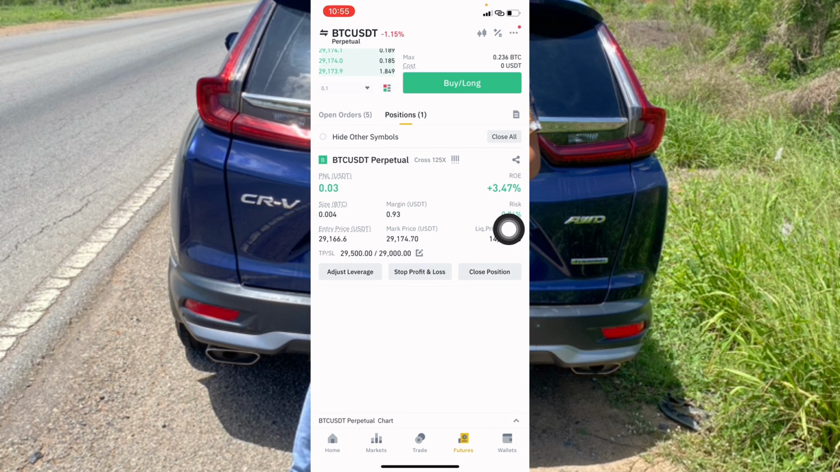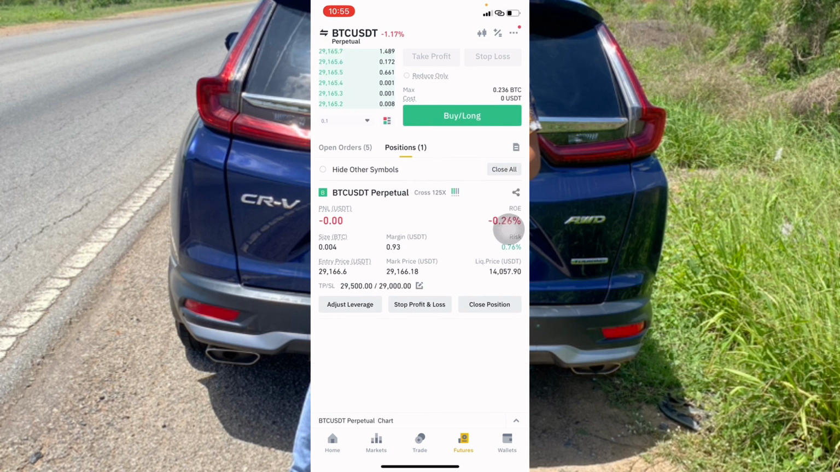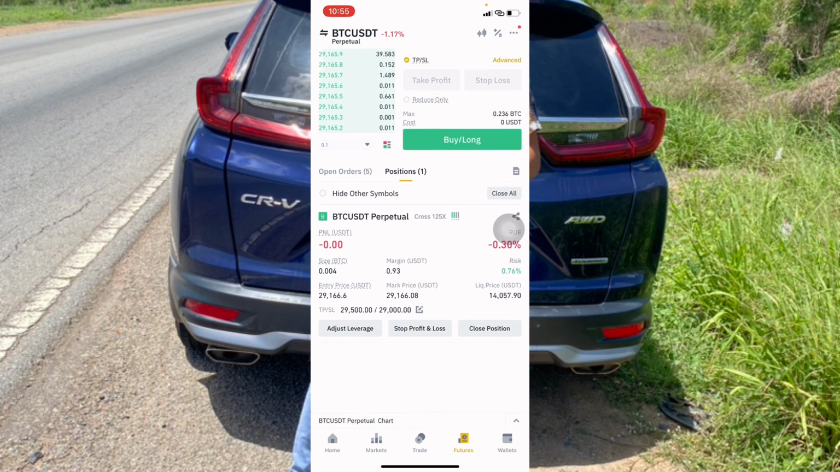So this is how you trade futures in 2024 with your smartphone. A beginner's guide to expert.